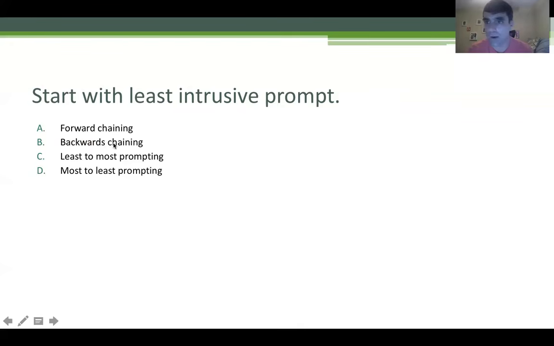Backward chaining, same problem, nothing to do with it. Least to most prompting. Okay, now we're talking about prompting. Start with least intrusive, least to most. C looks pretty good. D, most to least. Well, with D we would be starting with the most intrusive. So what are we doing here? We're starting with the least intrusive. So it has to be C.